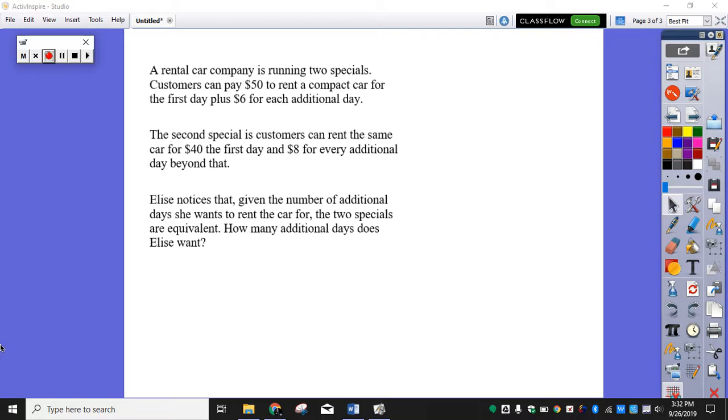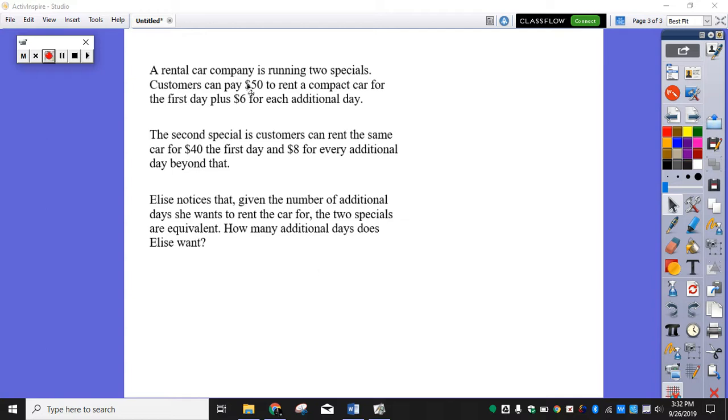Hello, this is Mrs. Taylor, and I'm going to show you how to solve this real-world problem with a linear equation. This looks like three separate problems, but it's one problem. I've just broken it up into three chunks so that it's a little bit easier to process.